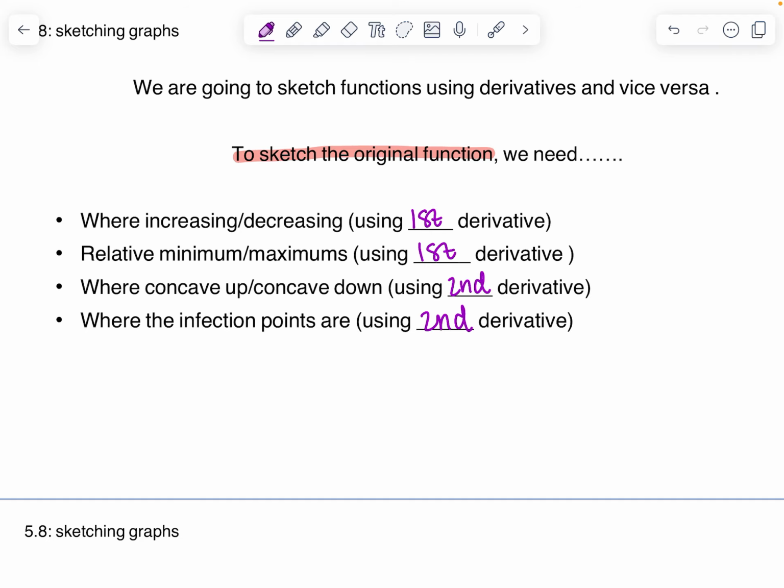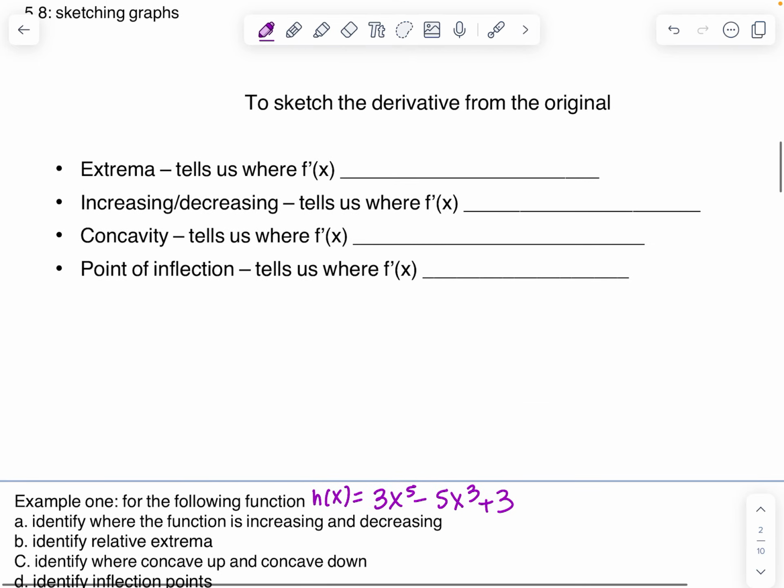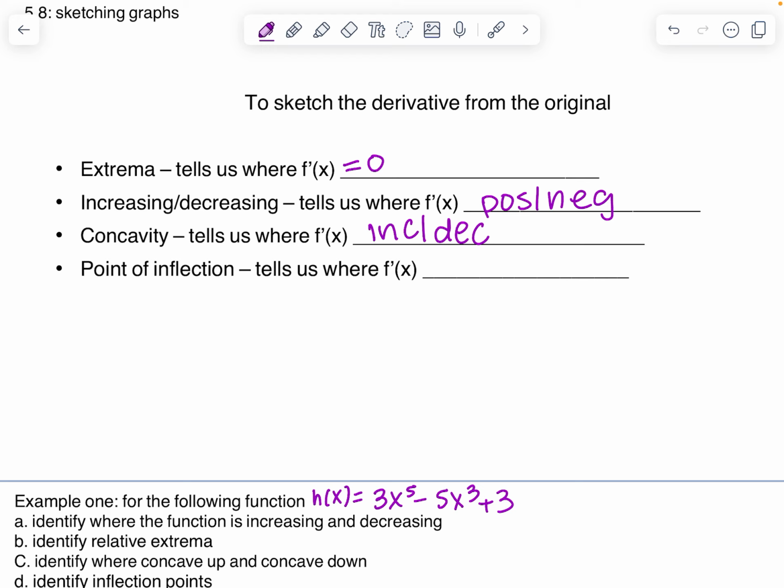So we'll start with sketching original functions, but just so you know, to go from the derivative back to the original, you're going to have to tell us where f prime of x equals 0, where f prime of x is positive or negative, and where f prime of x is increasing or decreasing if you want to know concavity. And then points of inflection are where f prime of x has a max or min. But again, we're going to get to sketching the derivative from the original later. Okay, so moving on.